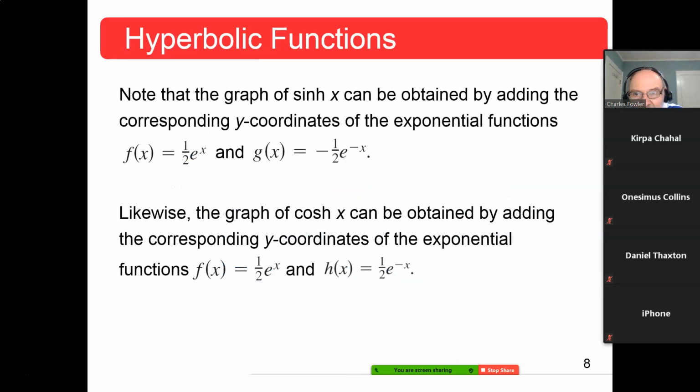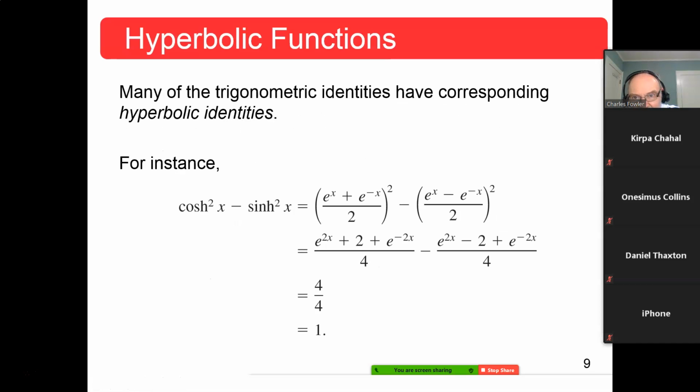Okay. Note that the graph of hyperbolic sine x can be obtained by adding the corresponding y coordinates of the exponential functions 1/2 e to the x and minus 1/2 e to the minus x. Likewise, hyperbolic cosine, same deal, adding this and that, okay, that we already pointed out on the graph.